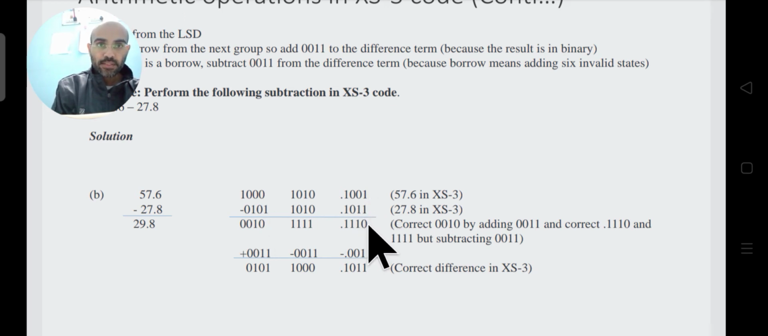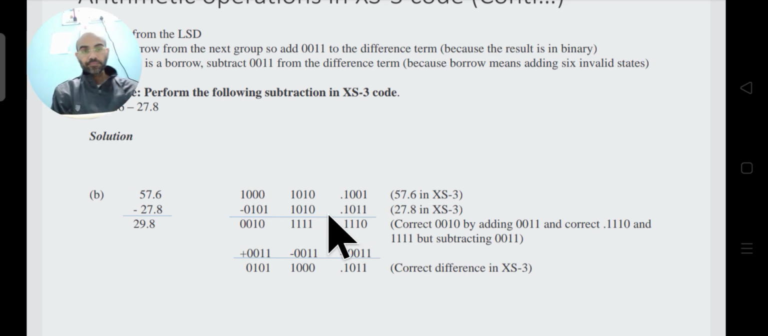So 1 minus 1 is 0. Now 0 minus 1 is not possible, so borrow. So 10 minus 1, so 1. This is 1, so 1 minus 0 is 1. Now previously I have borrowed from here, so this was 0, so I have to borrow from the next group as well. If you borrow from the next group, then subtract 3 from the difference term. So this is our difference term, we will subtract 3 from it.